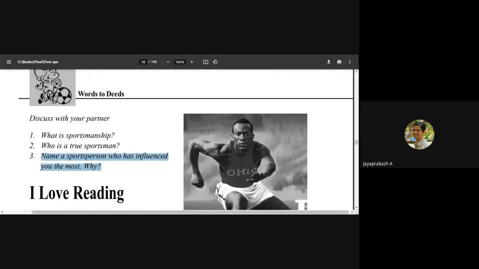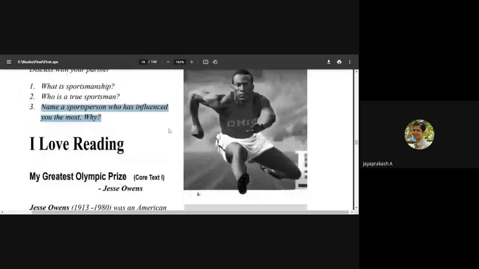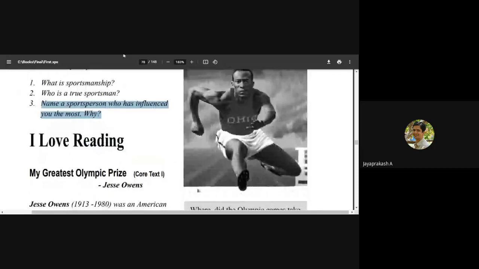That is the theme of this core text that we are going to learn. It is titled My Greatest Olympic Prize. We will take up this real life incident, which is actually an autobiographical piece written by Jesse Owens himself. അപ്പോൾ ഇതിൽ I എന്ന് പറയുമ്പോൾ അയാൾ തന്നെയാണ്, ഓഥർ തന്നെയാണ്. So in an autobiography, the I is the speaker, is the author. So this is the chapter we'll be taking up in the next class.